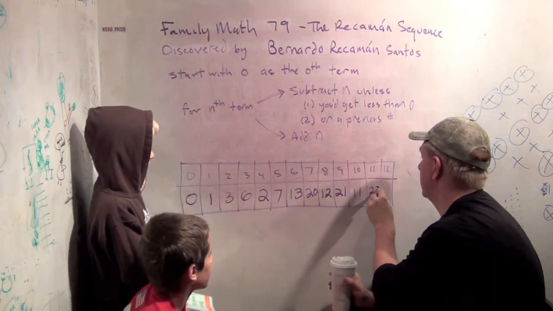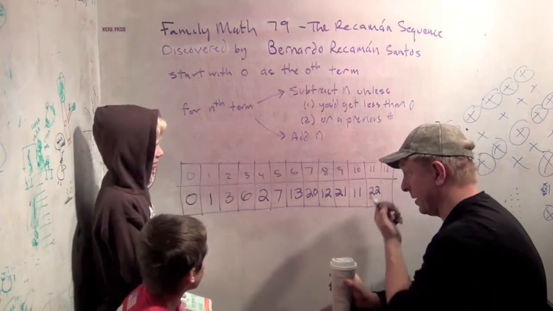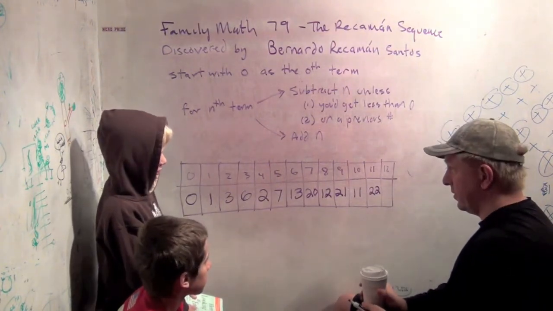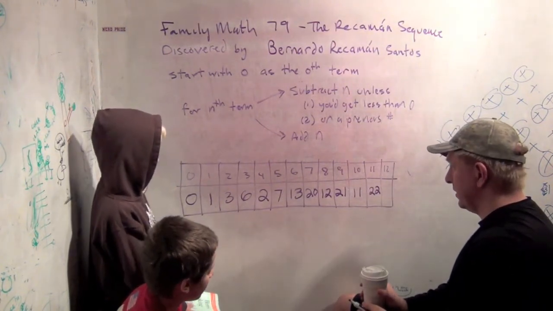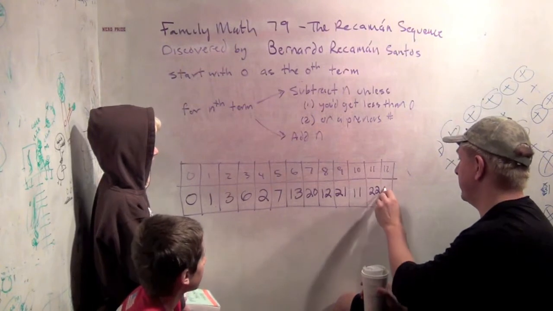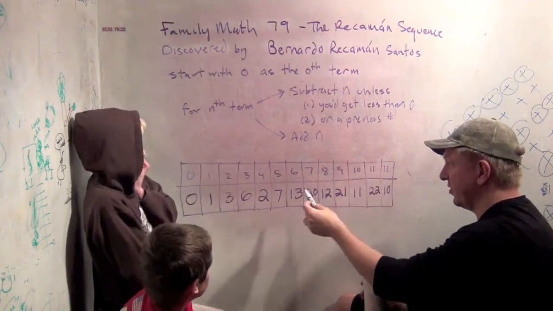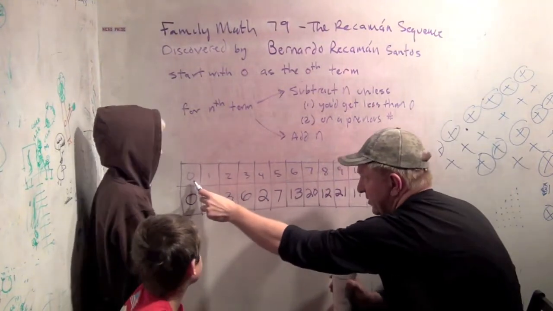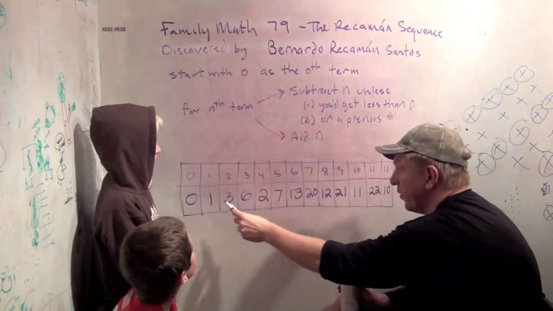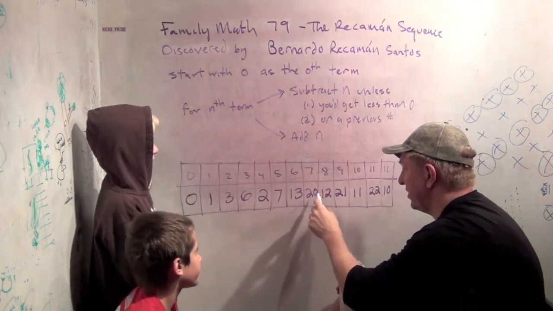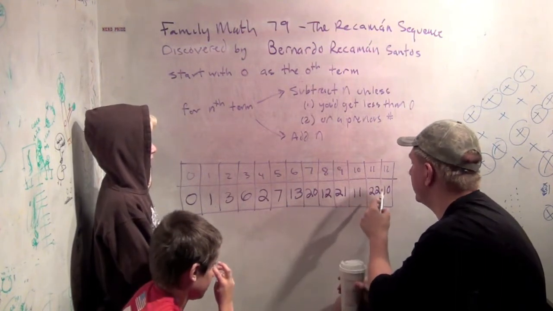Okay. What about here? 22 minus 12, that would be 10. 10, and we don't have it. All right, so there we go. So we did the terms up to n equals 12. So we did 13 terms, but the first term is the 0 term. So here we go: 0, 1, 3, 6, 2, 7, 13, 20, 12, 21, 11, 22, 10.